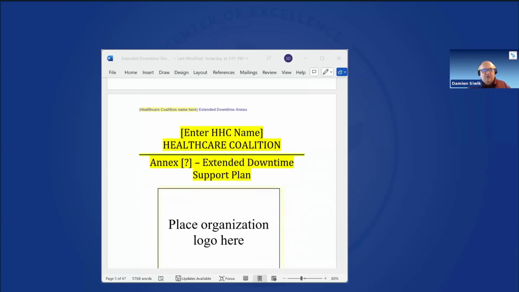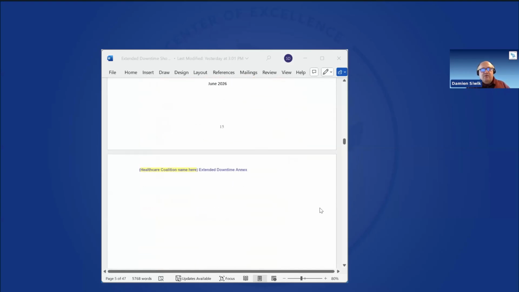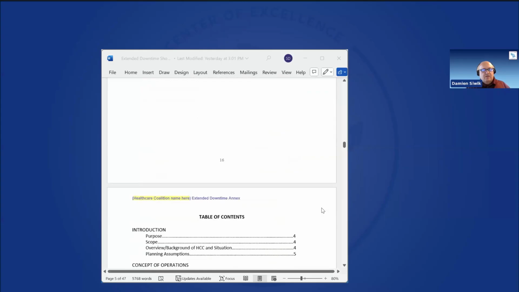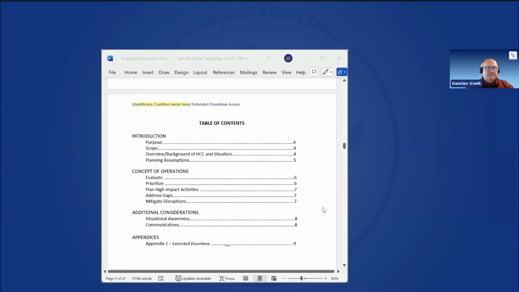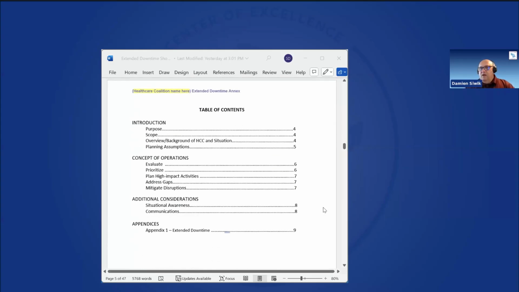Once again, everything yellow is what a healthcare coalition could update, add to, or amend to make the template their own. There is a place for a logo, date, time, and healthcare coalition designation, and a table of contents for the support plan. And once again, this is a template or an overarching outline. Your healthcare coalition may need an additional topic or may not need something that's been baked into the current template.